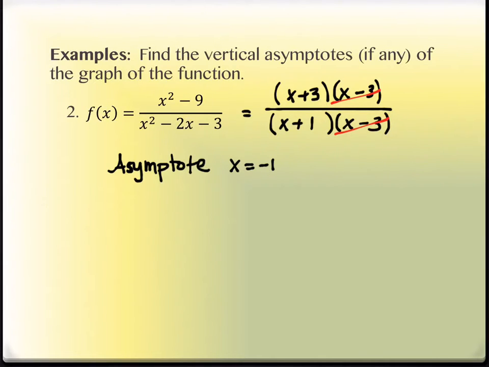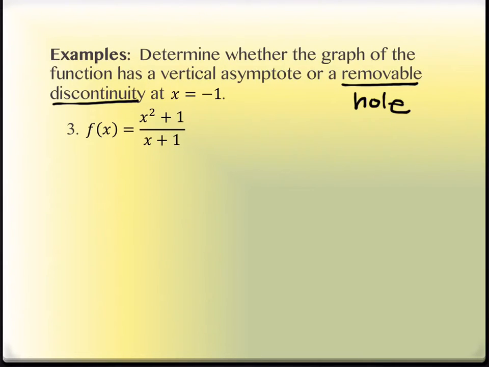That's all it's doing. So taking a look at this one, they actually tell you that the point they're concerned about is x equal -1. So what happens to x equal -1 on this graph? Do we have an asymptote or do we have a hole? How do you know we have an asymptote?